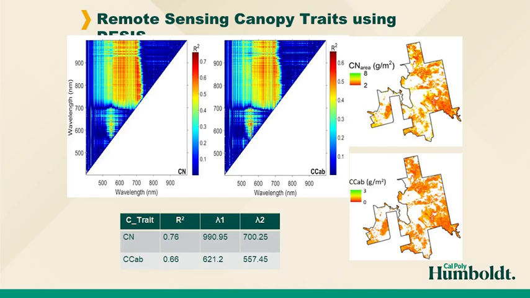So basically what I then observed with this data set, for canopy nitrogen, is that using a band in the near infrared around 990 nanometers and also at 700 nanometers, I could explain about 76% of the variation in canopy nitrogen. And then for chlorophyll, I observed that using bands in the red and also the green spectrum, I could explain about 66% of it.